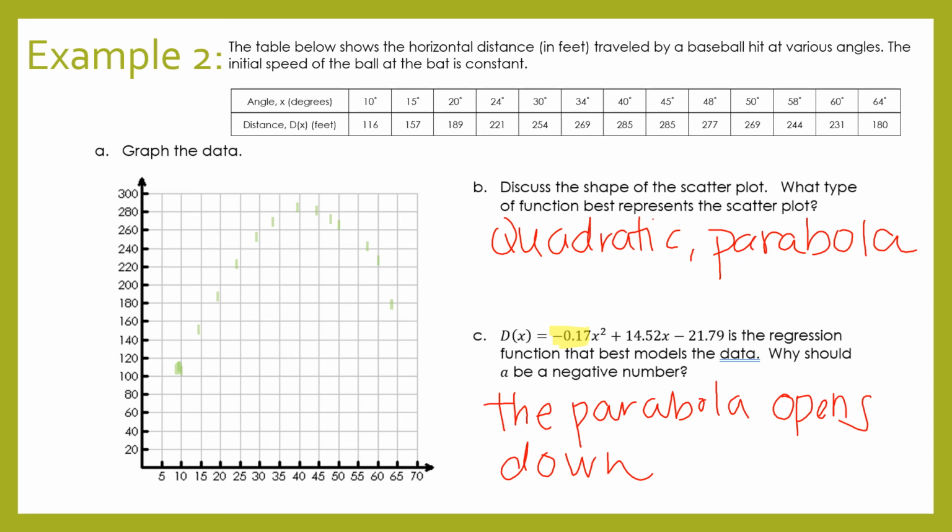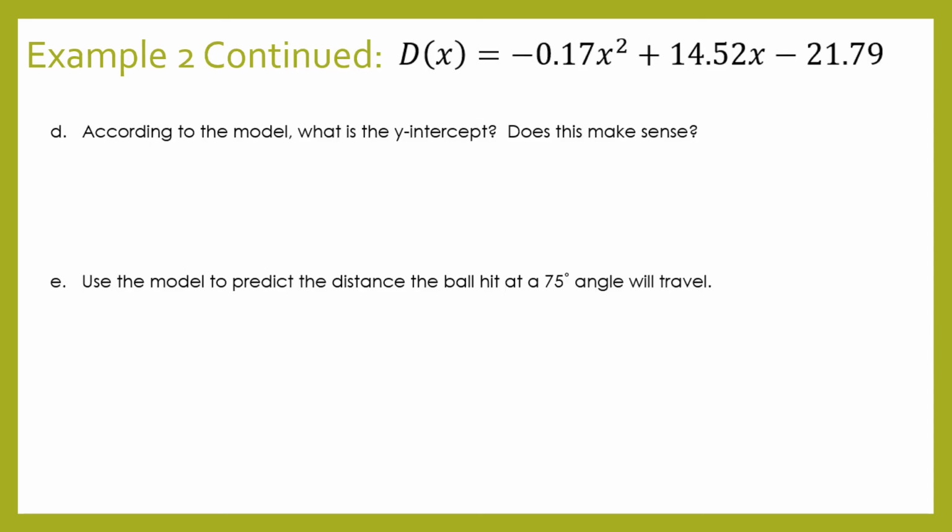All right, let's see what else we got. So this is going right along with the same thing. It says, according to the model, what is the y-intercept? Does this make sense? So again, going back to that first slide where we gave you the details of the quadratic regression, the y-intercept is where x is 0. And if you were to plug 0 in for both of your x's, that would leave you with the c value. So our y-intercept is the c value.